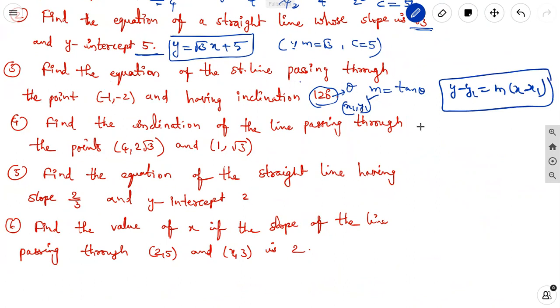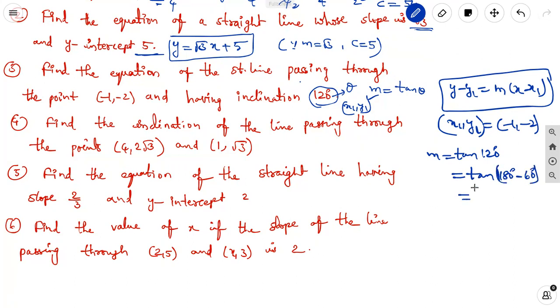They have given the point. Point is x1 comma y1 equal to -1 comma -2. m equal to tan 120 degrees, that is equal to tan of 180 degrees minus 60 degrees, which is 120. In the second quadrant, tan is negative, so minus tan 60 degrees. Tan 60 degrees value is root 3. So m equal to minus root 3. We know the m value and the point. Substitute in the formula.